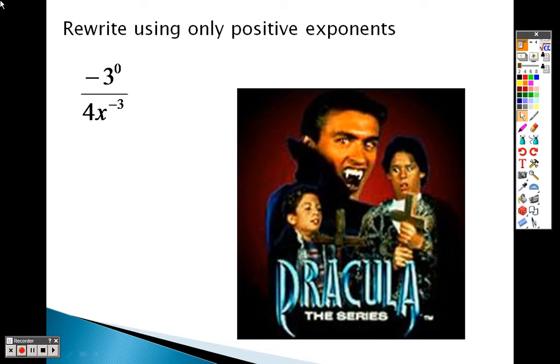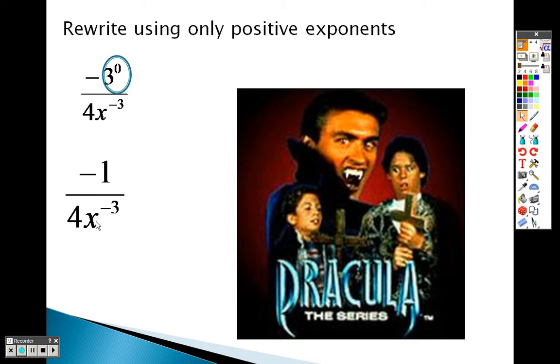Rewrite only using positives. Well, once again, anything to the 0 is 1, but only the 3 is to the 0. So this negative is still there. So it's a negative 1 on top. Now this is negative. That stays there. Only negative exponents flip. So don't start flipping negative numbers. Also, this 4 does not have a negative exponent with it. Only the x. So the 4 stays right where it is. Don't move the 4. The 4 has a positive 1 as the exponent, so that stays.